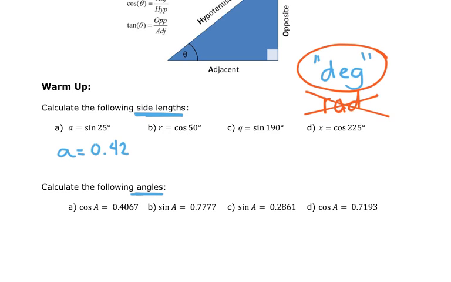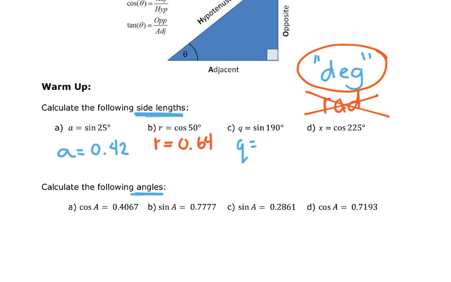So now we're looking for the side length r, and it equals cos 50. So you're just going to type in cos 50 equals into your calculator. And if we round to 2 decimal places, you should get r equals 0.64. And let's keep going. My suggestion is pause the video and try C and D on your own, and then just fast forward and triple check your answers.